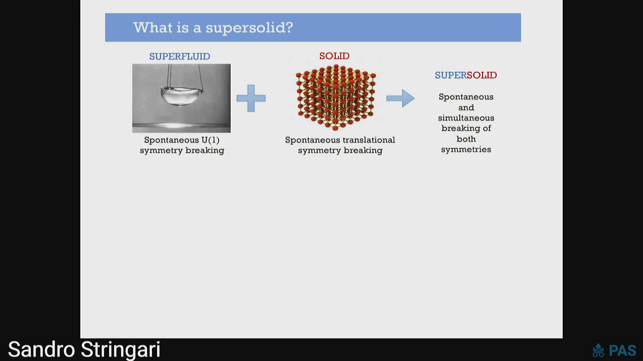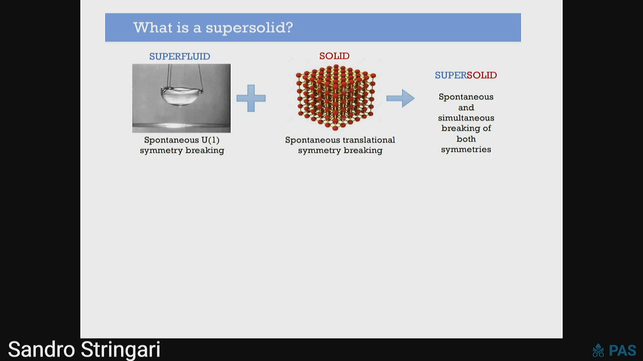And so what is a supersolid? A supersolid is a system which exhibits both superfluid and crystal features. And this is a non-trivial situation because it requires the spontaneous breaking of two different symmetries: the so-called phase symmetry giving rise to superfluidity, and the translational invariance, which provides the typical density modulation of a crystal.